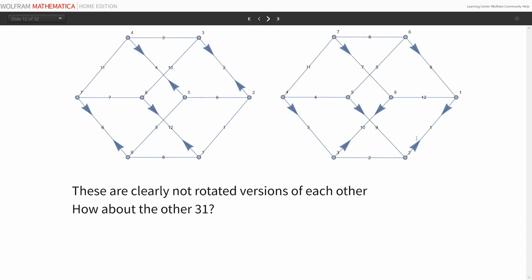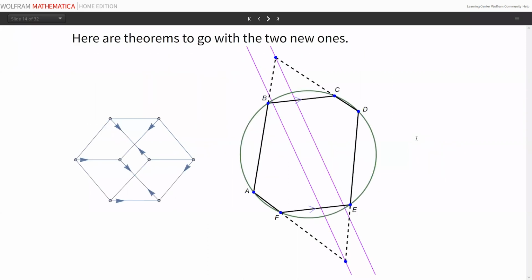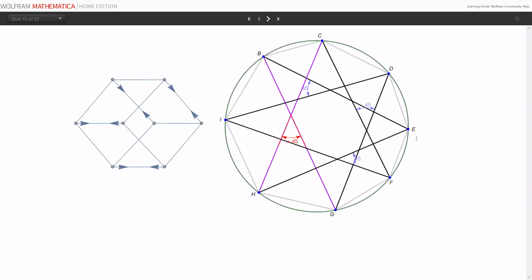But in Mathematica, I can use the graph automorphism group of the graph to find all the duplicates and weed them out. The end result is I have 4 different rank deficient matrices based on the cube. Okay, well, I've got two new theorems I can generate. Here's a theorem based on that one, and here's a theorem based on that one. But I want more than 2.